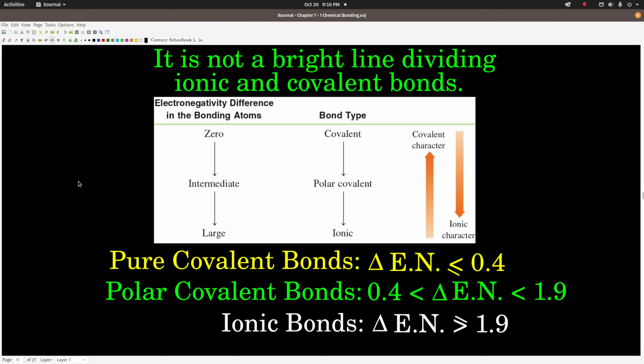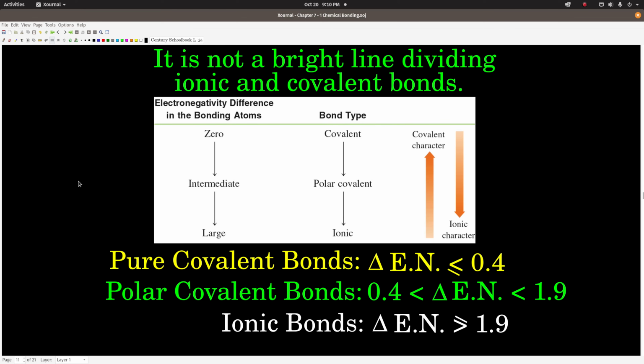Now, we're going to classify bonds as ionic and covalent, and covalent will be either pure covalent or polar covalent. But the first thing I want to get across to you guys is that this is not a hard and fast bright line. It's really a lot of gray area, right?